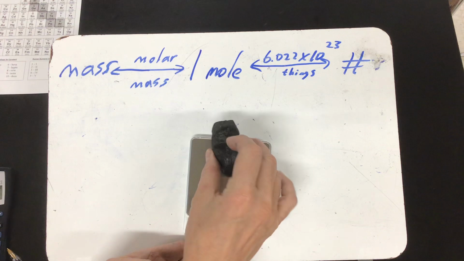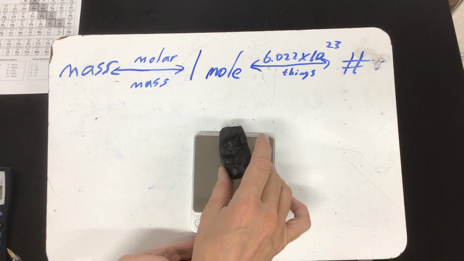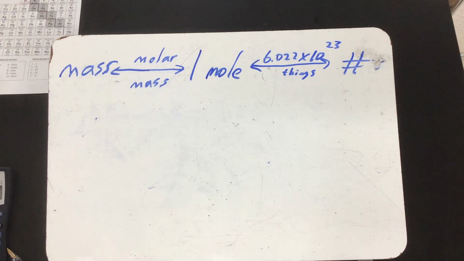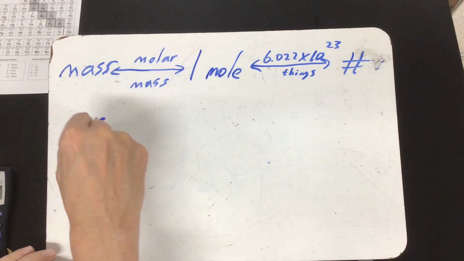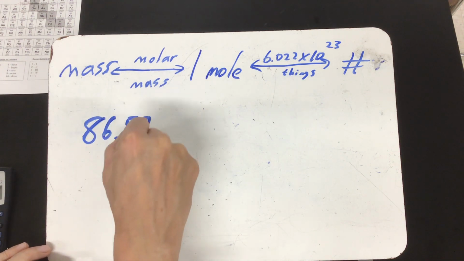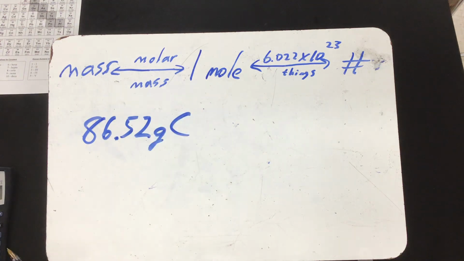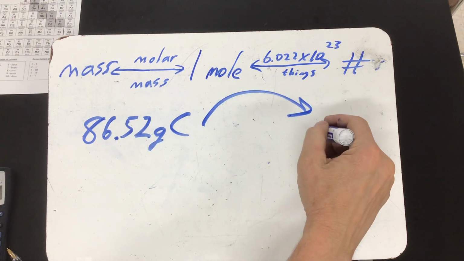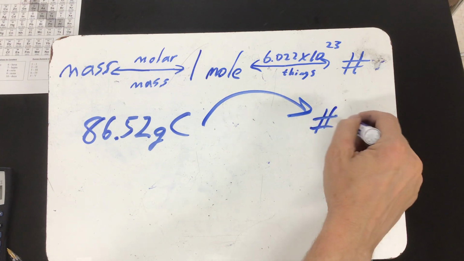This chunk of carbon weighs 86.52 grams. So we have 86.52 grams of carbon. I want you to convert and tell me the number of carbon atoms.